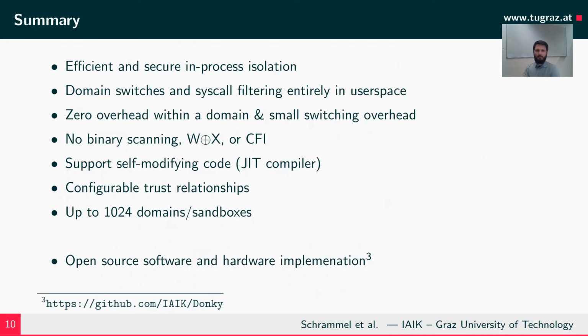So in summary, we have shown you an efficient and secure in-process isolation mechanism. We can switch domains and filter syscalls entirely in Userspace. We have 0 overhead within a domain and a very small switching overhead. We do not require any binary scanning, write XOR execute, or control flow integrity. We easily support self-modifying code, so JIT compilers, and have configurable trust relationships. We also support over 1,000 possible domains or sandboxes. And of course, our implementation is open source on GitHub.